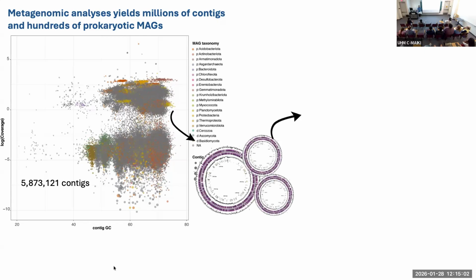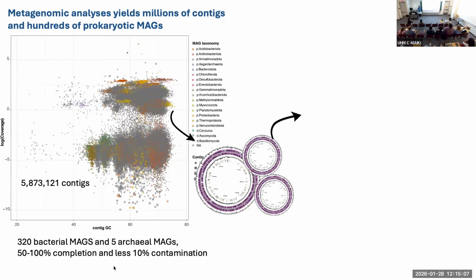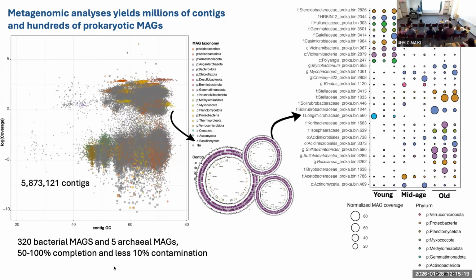From there, as I mentioned, we reconstructed MAGs for prokaryotes, around 320 MAGs and 5 archaeal MAGs, with a completion of 50 to 100% and less than 10% contamination. This will not tell you much, but what I want to show here are the different MAGs on the y-axis and the 3 terraces, and you can see the distribution of microbial groups changing from terrace to terrace. That was also seen by amplicon analysis and has been reported in these terraces and many other terraces as well.